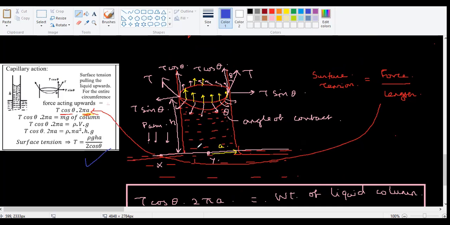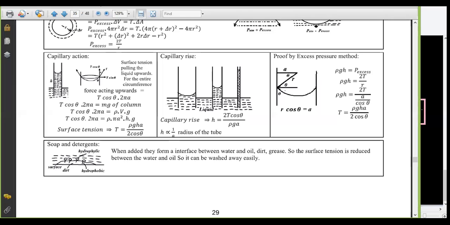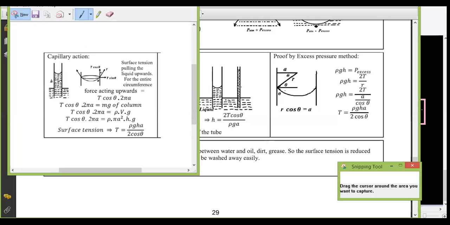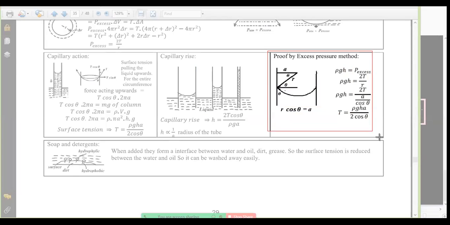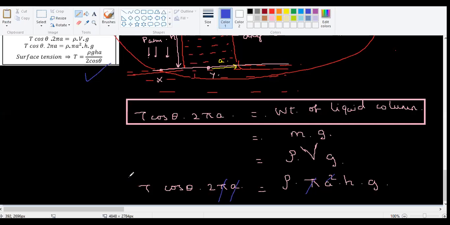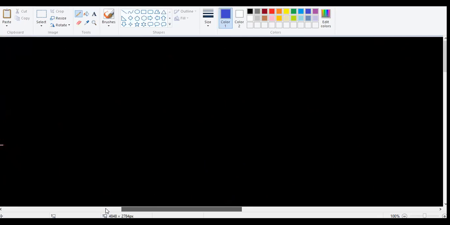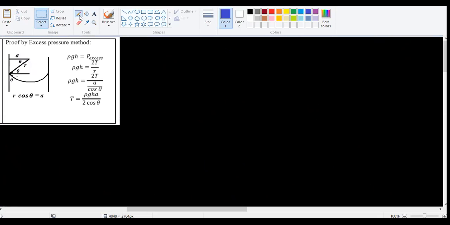Another method is the pressure method, or the excess pressure method. So let's go to the excess pressure method. Excess pressure method is also very easy, nothing very difficult. So understand the diagram. Understanding this diagram is important first.